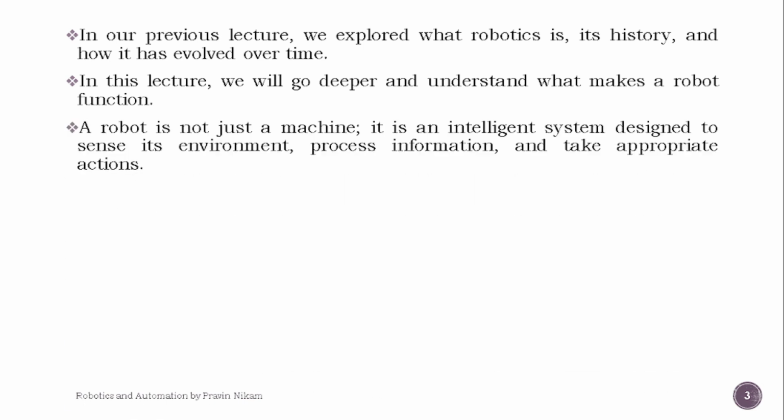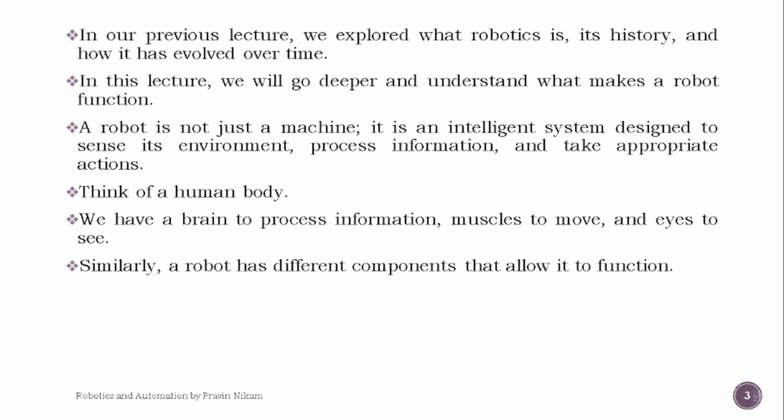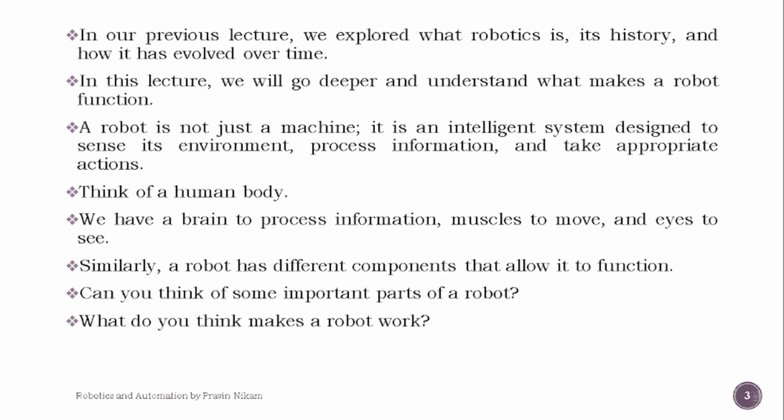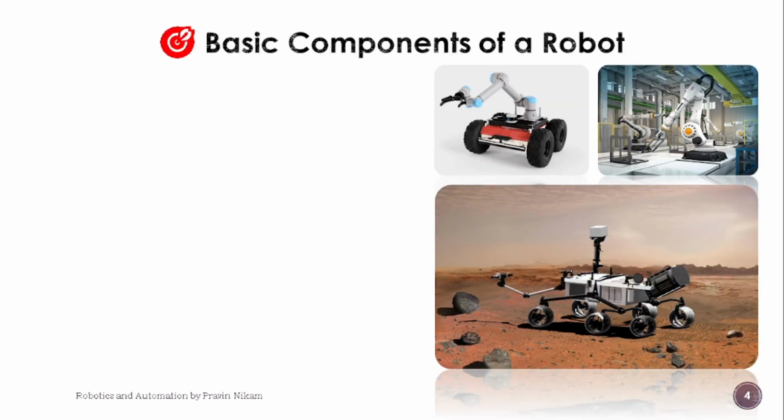A robot is not just a machine, it is an intelligent system designed to sense its environment, process information, and take appropriate actions. Think of a human body. We have a brain to process information, muscles to move, and eyes to see. Similarly, a robot has different components that allow it to function. Can you think of some important parts of a robot? What do you think makes a robot work? Let's explore the major components that form the foundation of any robotic system.